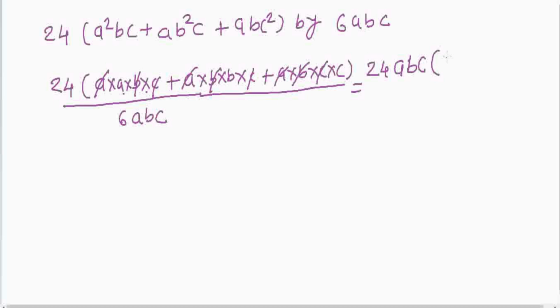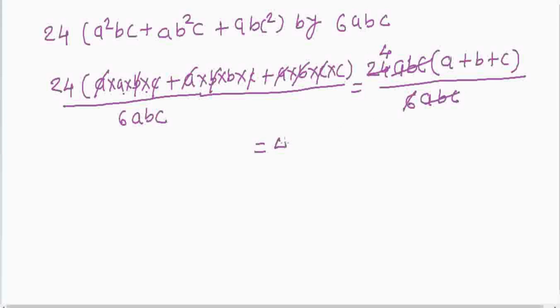Then write down the remaining terms. In the very first term we get a plus b plus c, divided by 6 into abc. You know that 6 fours are 24, and this abc and this abc will be cancelled, and we have 4 into a plus b plus c. So this is the simple division process.